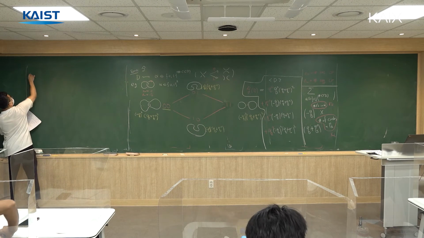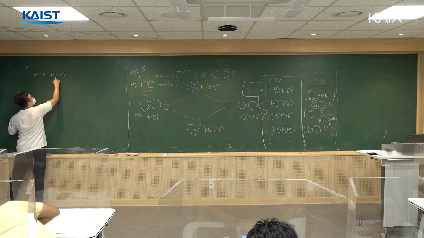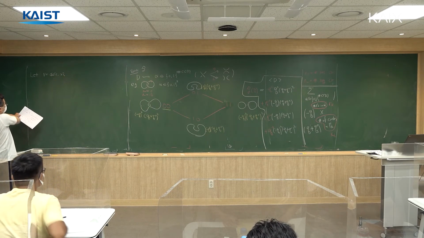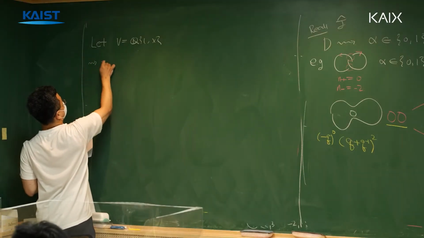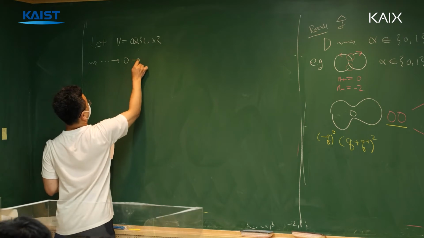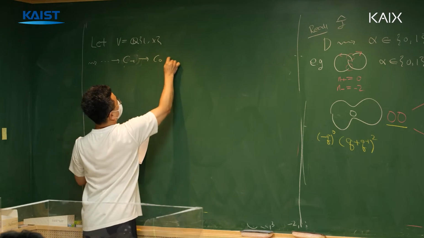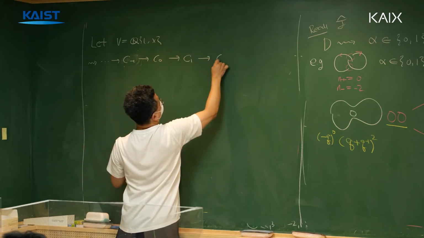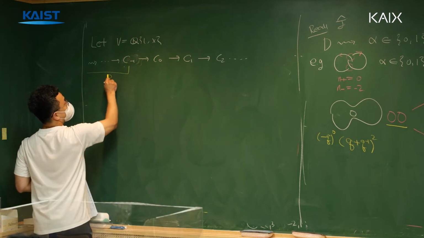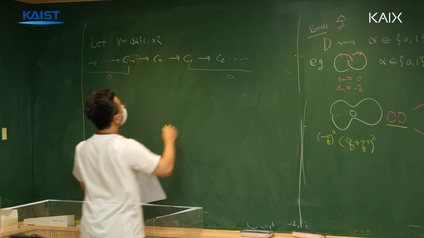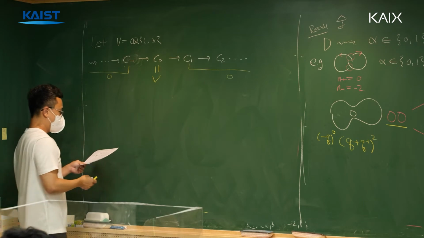So again, V is the span of 1 and x, where 1 has grading 1 and x has grading minus 1. So let's look at this chain complex. You have 0 everywhere: C minus 1, C0, C1. Let's say everything until here is 0. Everything here is 0 also. Let's define C0 to be equal to V. Okay?